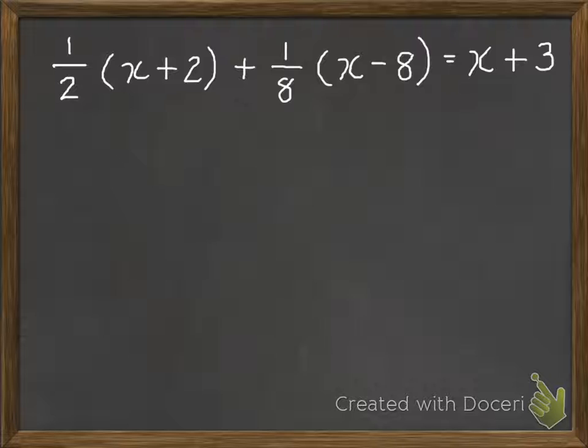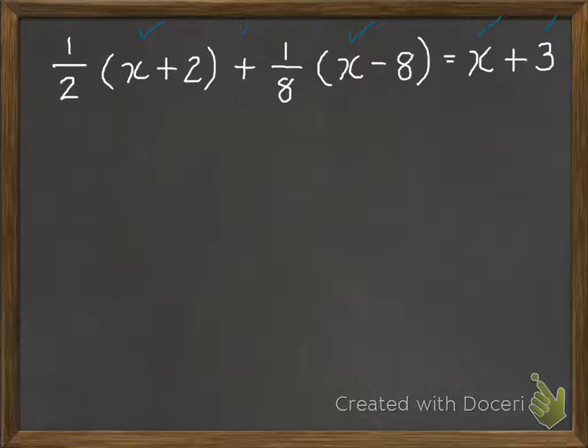This is the first question. 1/2 times (x plus 2) plus 1/8 times (x minus 8) is equal to x plus 3. It's important to understand here that we have terms, which are groups of factors separated by plus and minus signs. So this is our first term. This is our second term. These are separated from each other by this plus sign here. And this is another term, and this is another term.